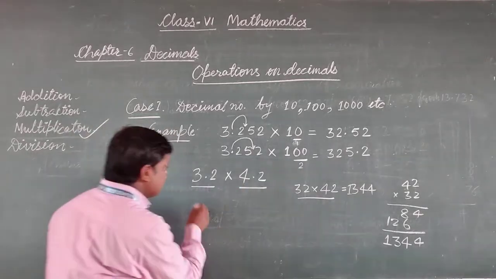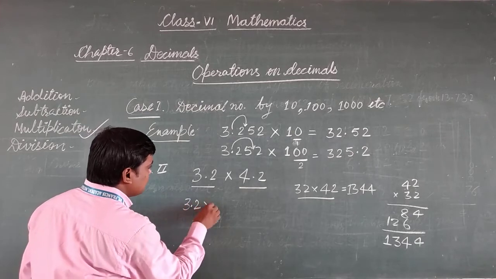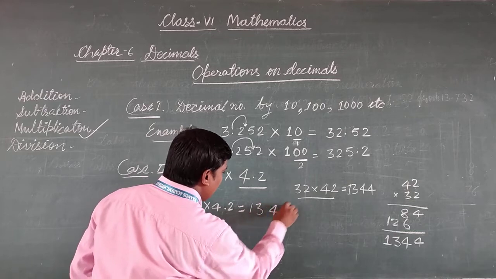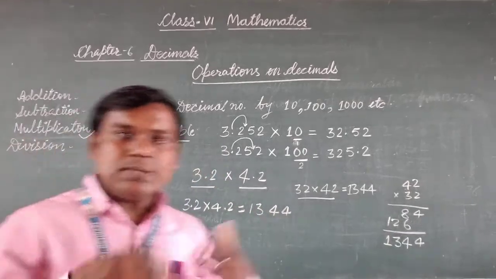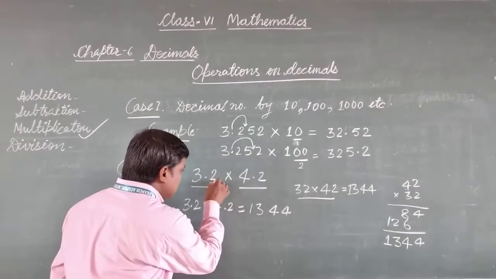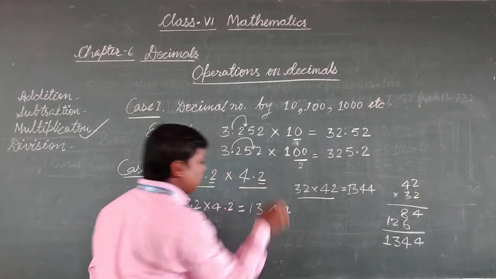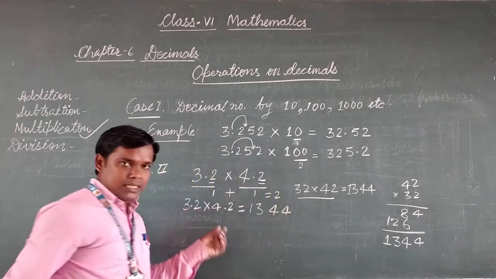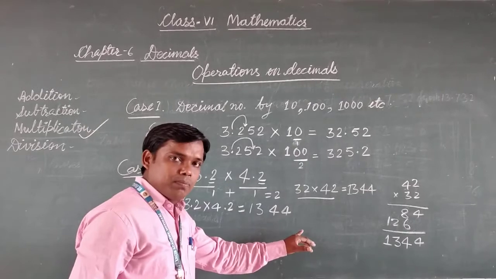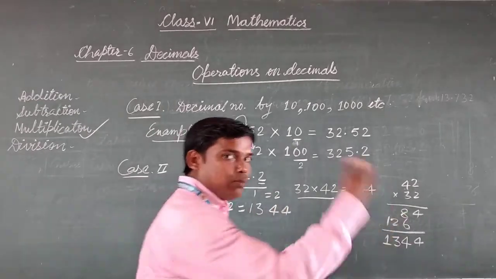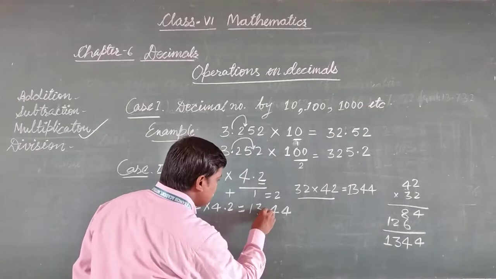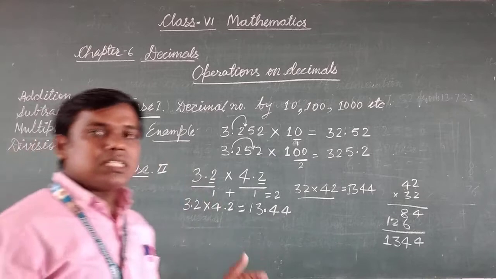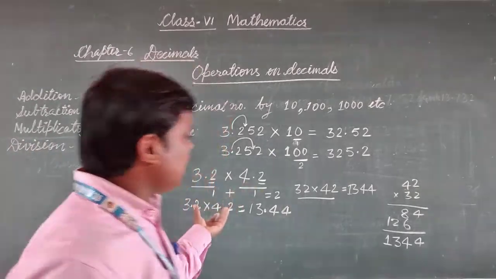Now, in this case, we will write 3.2 into 4.2 equals 1, 3, 4, 4. So, where will we put the decimal point? You see, after the decimal there is one place here, and in this case also one place. Total we have 2 places. So, we will put the decimal after leaving 2 places from the right. So both types of questions given to you to multiply, you can multiply easily.